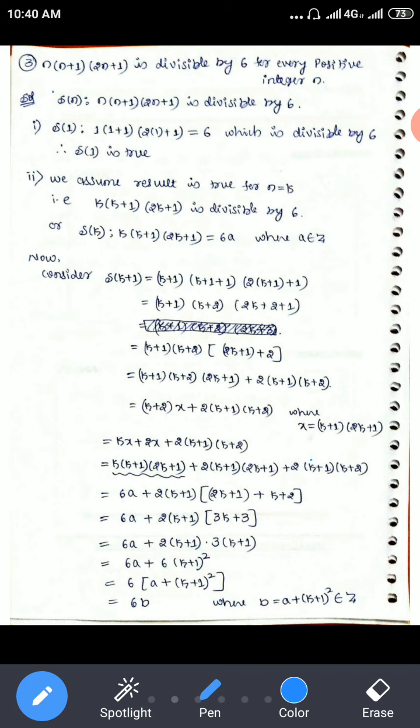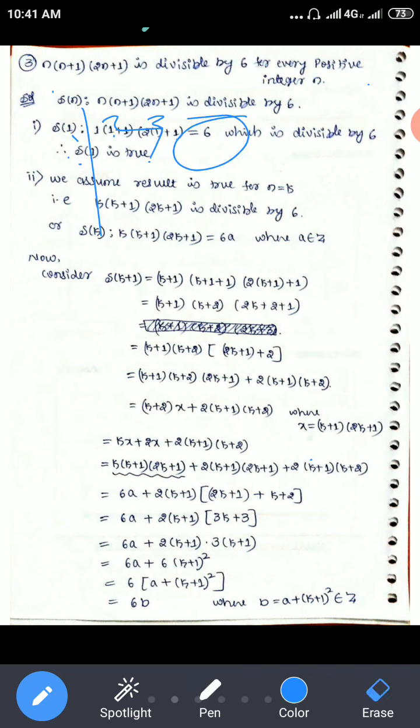So next, here just an adjustment is required, except that everything is very simple. See, n into n plus 1 into 2n plus 1 is divisible by 6 for every positive integer n. So take that s of n, that is n into n plus 1 into 2n plus 1 is divisible by 6. First of all I try for n equal to 1. So s of 1 is equal to 1 into 1 plus 1 into 2 into 1 plus 1. See, 2 ones are 2, plus 1, this is 3. This is 1 into 2 into 3. 1 2s are 2, 2 3s are 6.